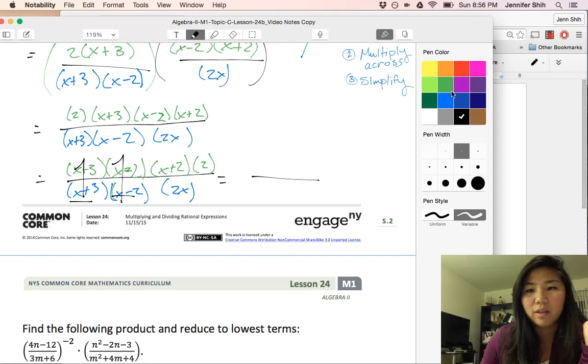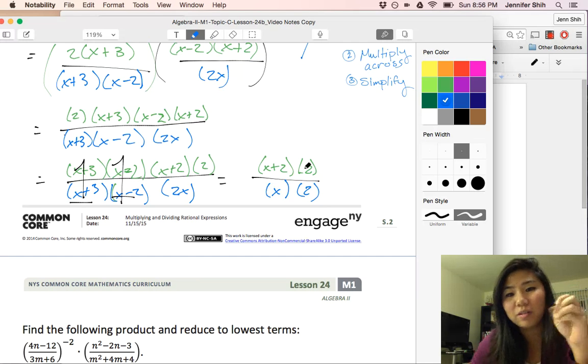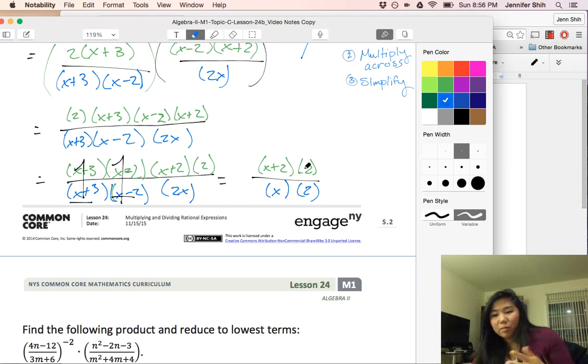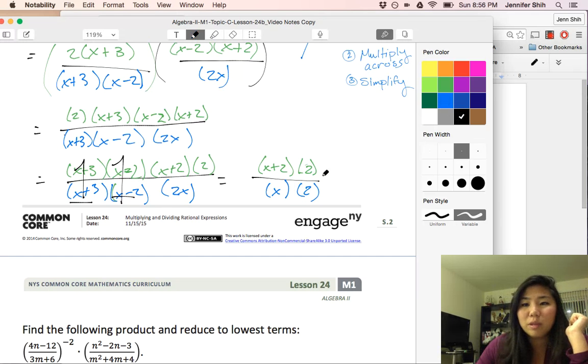And now I have left x plus 2 and 2, and I'm going to break up these two factors. So I'm going to have a 2 underneath my other 2, and I'm going to have an x left over. And yes, I can switch my factors around because they are factors. There's no plus sign in between them. There's no minus sign in between. I'm just breaking it up. It is 2 times x, which leads me again to be able to cancel out these 2's, and I have x plus 2 over x.